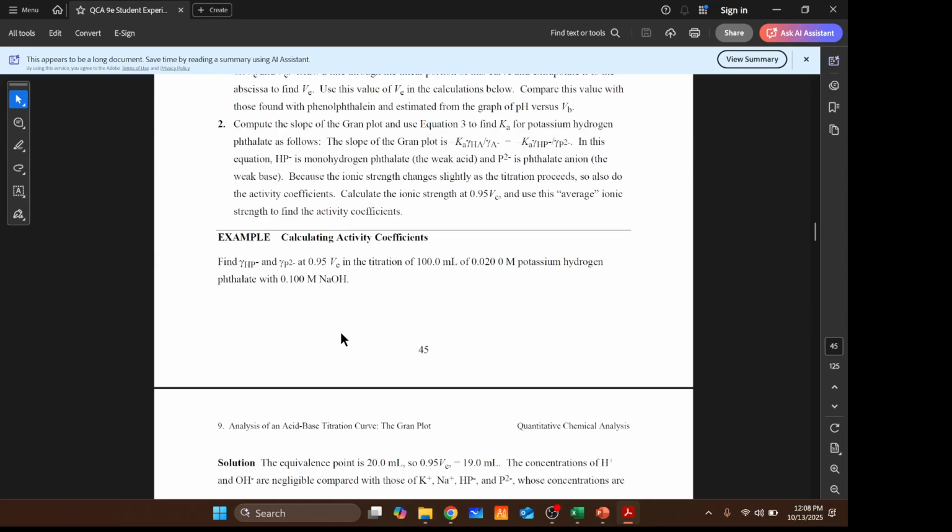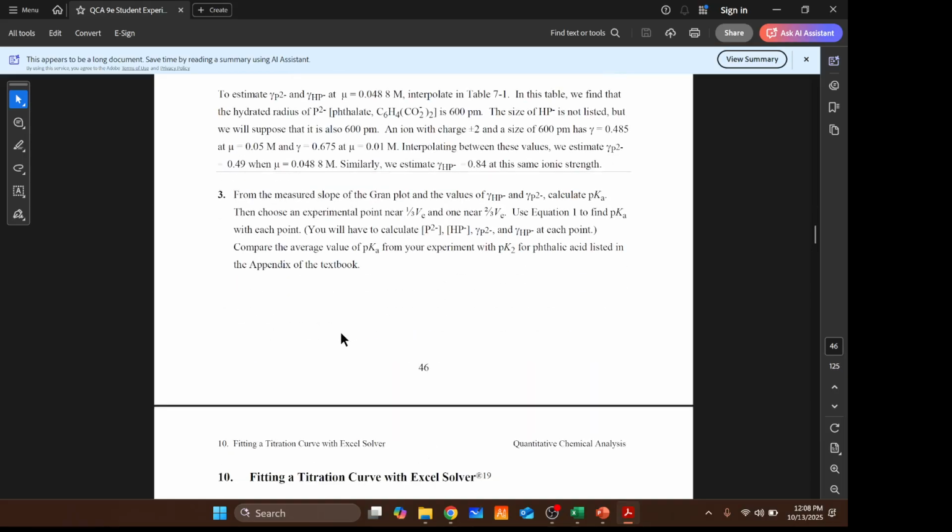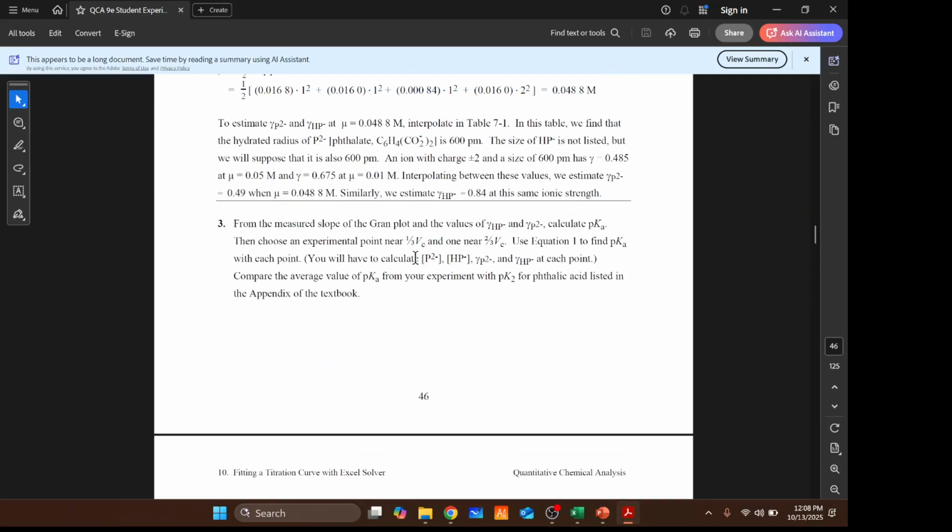Down here it asks you to do these for 1/3 VE. So from the measured slope of the Gran plot, the values of the activities that we just talked about, calculate the pKa. So we got our Ka, we take the negative log of that Ka, that gives us our pKa. And then choose an experimental point near 1/3 VE and one near 2/3 VE.